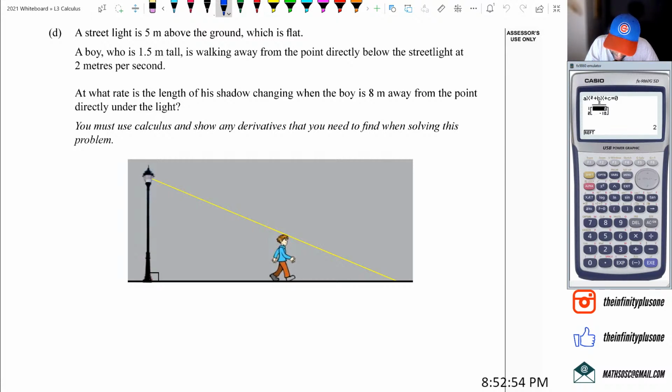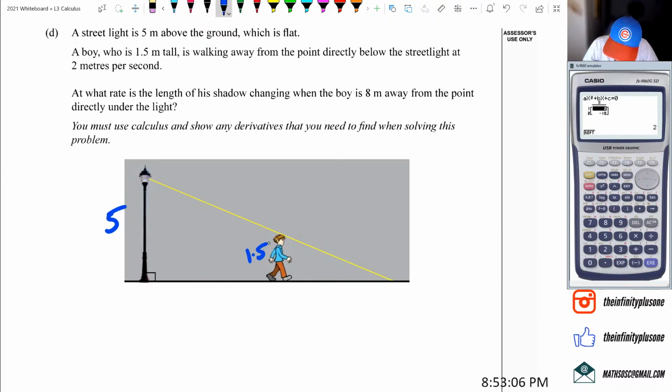All right, so we've got a street light that's 5 meters above ground, which is flat. So that's what we're going to do first. That's your 5 meters. The boy is 1.5 meters tall, so that's 1.5. He is walking below the street light at 2 meters per second. And I think this is the first kind of information that we need. So he's actually walking this way at 2 meters per second.